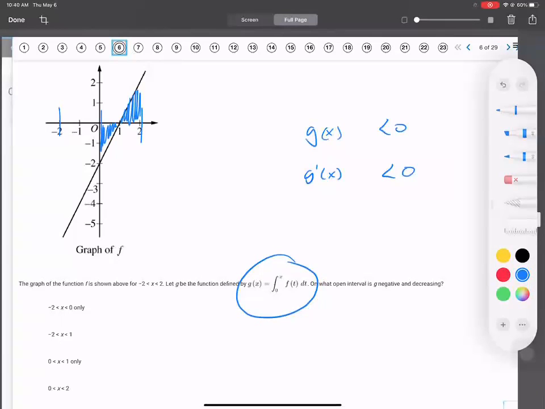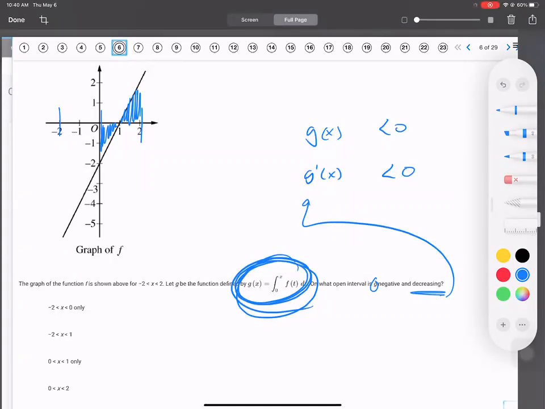These are just basic calculus things I'm thinking about. They asked us at what values g is negative, and g is an integral. And again, the second part is decreasing. When I hear the word decreasing, I automatically think of the derivative. That's just how I think of it.